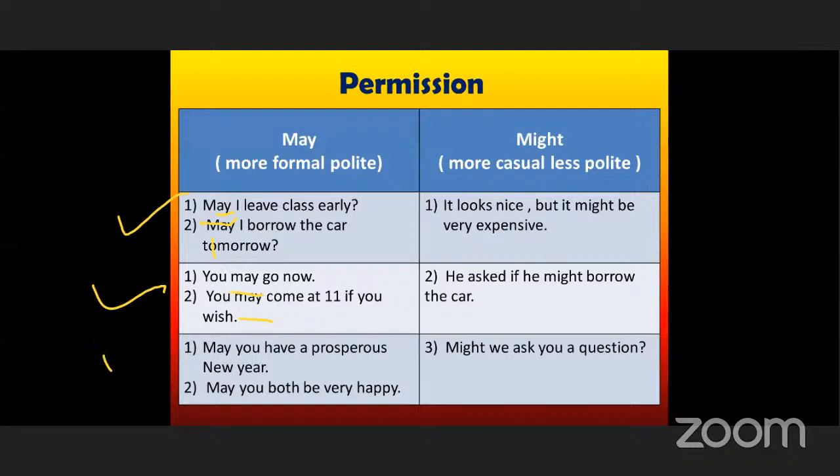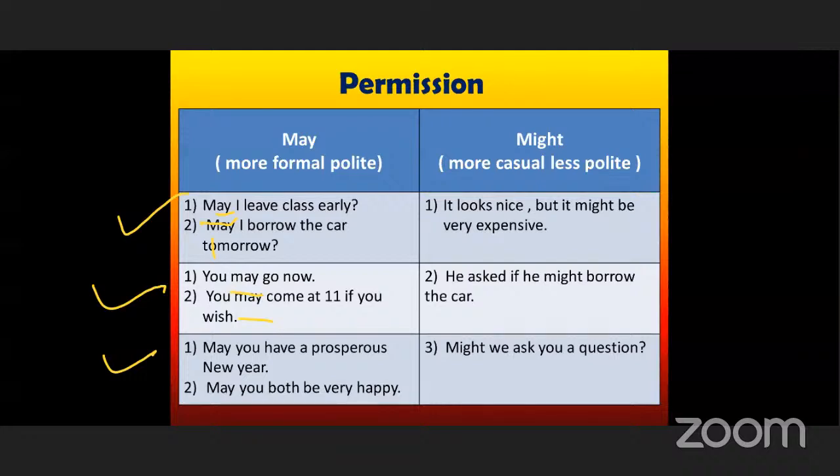The third type, may is also used to express a wish. Understood? Now here may is also used to express a wish. For example, see, may you have a prosperous new year. May you both be very happy. So in three ways we use may. In the first example, we used the modal auxiliary may to ask for permission. Second, we have used it to give permission, and here may is used to express a wish. So may functions as permission for more formal, polite.